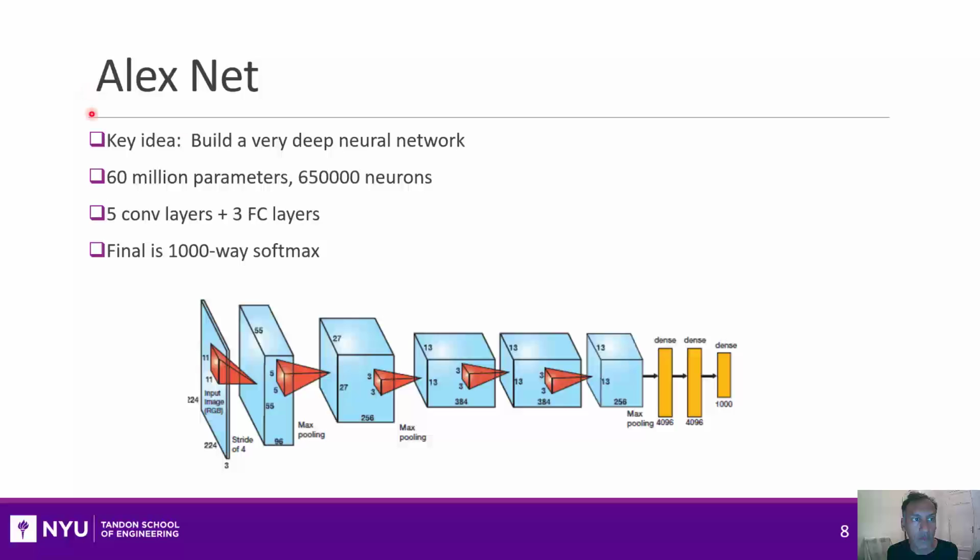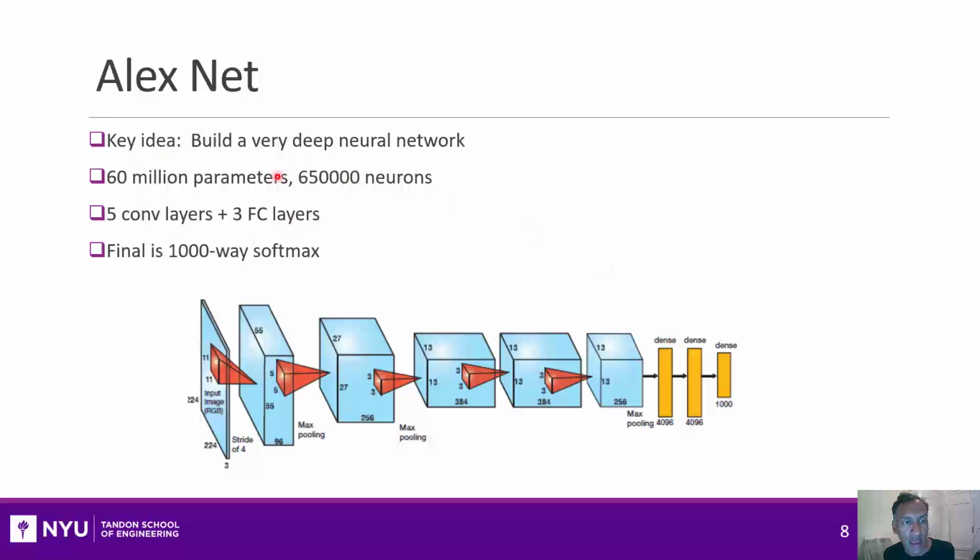The network was called AlexNet after the author, and the key idea is to build a very deep network. What we mean by deep is having many layers. In this case, there were 5 what are called convolutional layers, and I'll talk about what that means in this unit, plus 3 fully connected layers at the end, for a total of 8 layers.